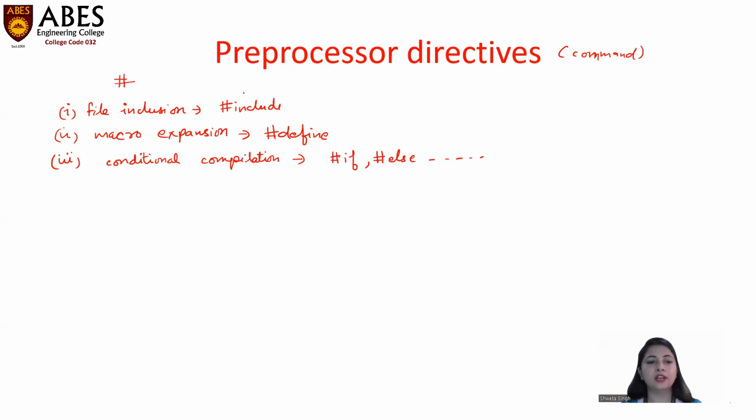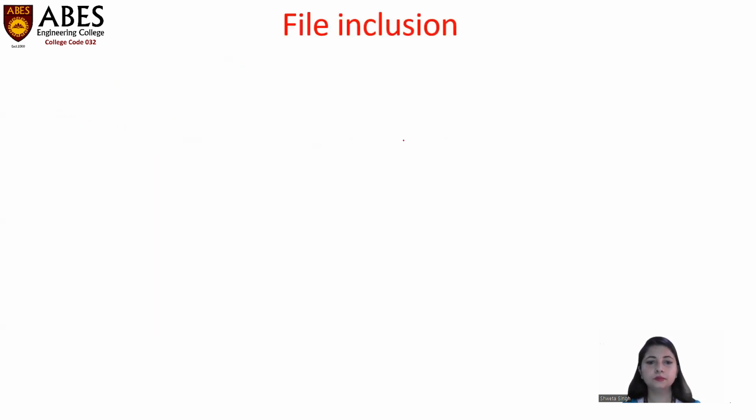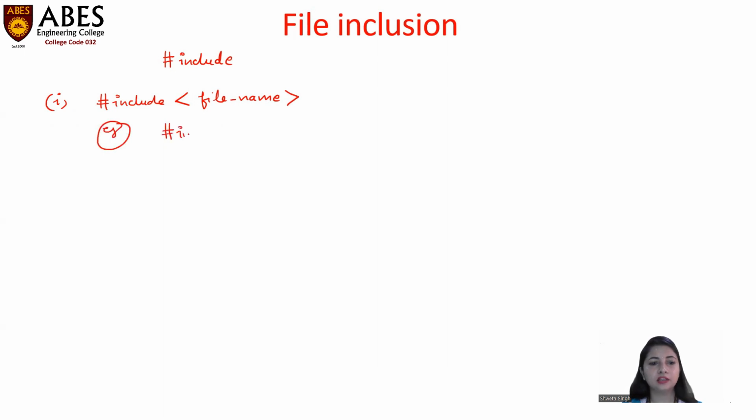We will be discussing them one by one with the help of examples. So let us first discuss the first pre-processing task, that is file inclusion. The directive we are using for file inclusion is hash include. There are two ways to include a file in a C program. Number one is hash include, and within angular brackets, you write the file name. For example, hash include, and write the name of any file like stdio.h.